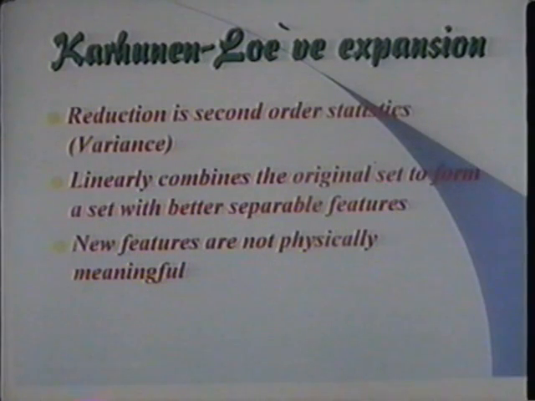So let's summarize the Karhunen-Loeve expansion. The reduction is second-order statistics. We are using the eigenvalues and eigenvectors here, using the variance. Linear combinations of the original set are done to form a set with better separation and better features. So you take the original features and mix them together and come up with another set of features that have a little bit of everything, but are highly correlated with the output. Now, what is the problem with that?